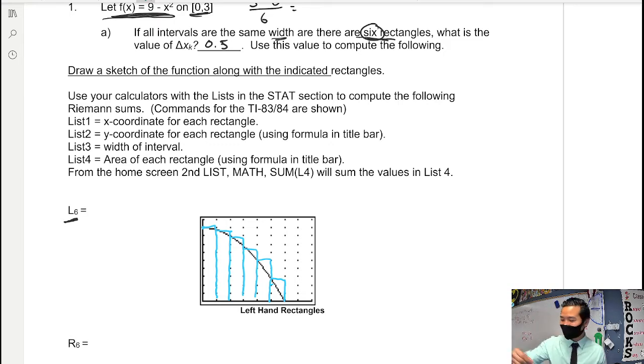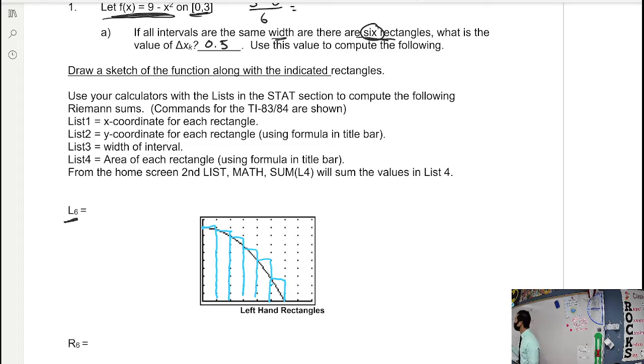What was our graph last time? It was concave up, and it was increasing. So that gave us an underestimate. This is concave down, decreasing. Looks like it's giving us an overestimate, right?